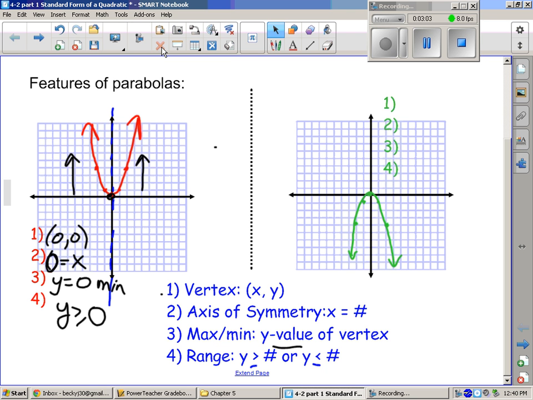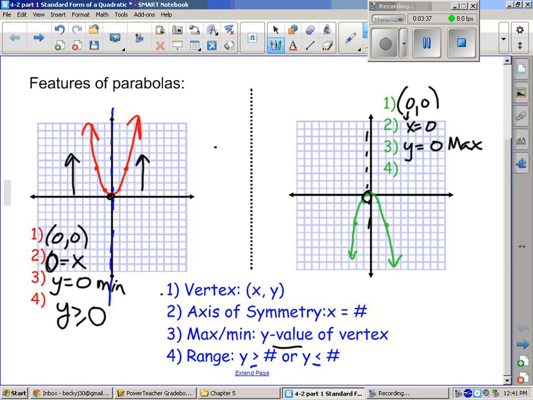All right, our vertex, once again, is 0, 0. Same spot, hasn't changed. Axis of symmetry, still going down the middle, and it's always the x value here, so x equals 0. The maximum or minimum is going to be the y value. In our case, again, it's y equals 0. This time, though, it's a maximum because it's at the highest point.